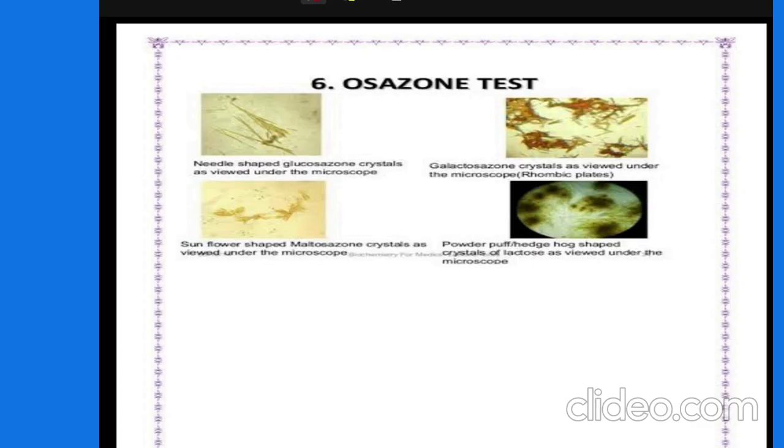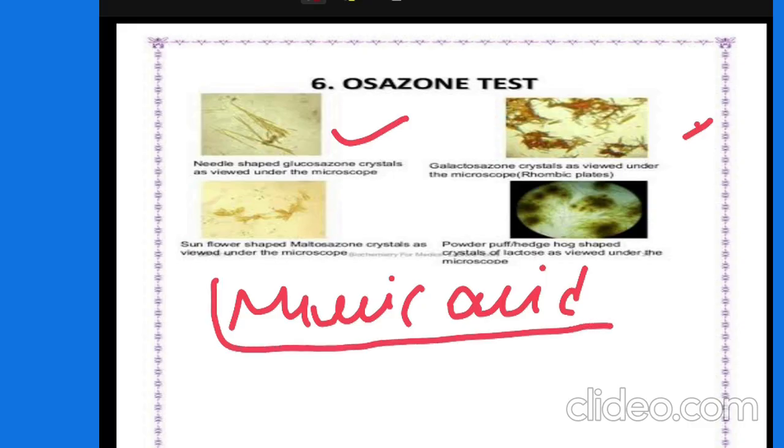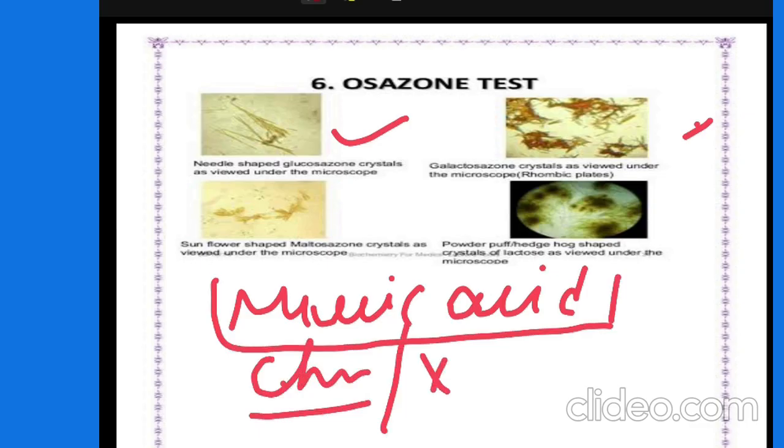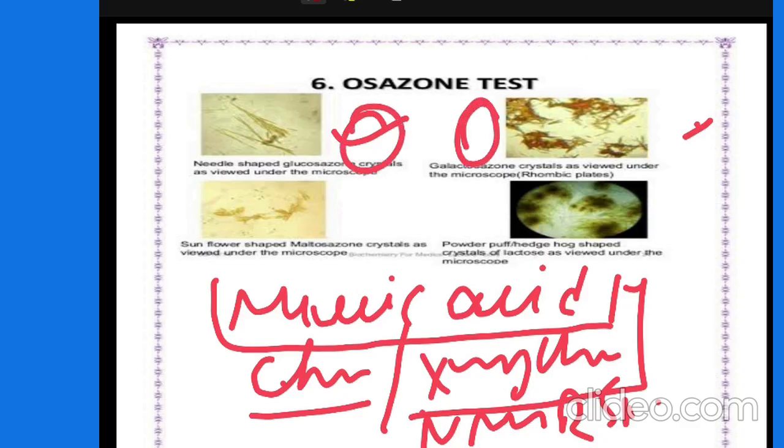One more important thing, how to differentiate glucose from galactose. Sometimes there may be a look-alike crystal. So for this separation, you can use mucic acid test. Apart from that, you can use chromatography. You can use X-ray crystallography. This can be used to identify any structurally different component. Okay. Also, you can use NMR spectroscopy to identify glucose from galactose. Okay.